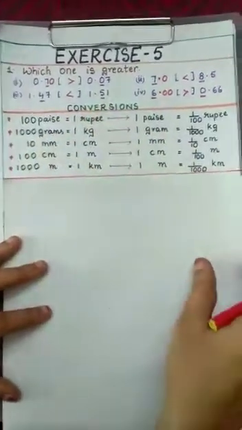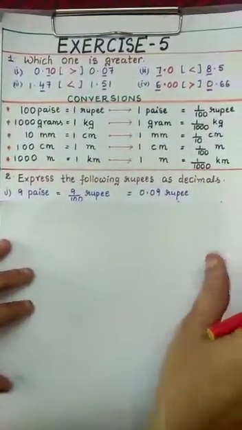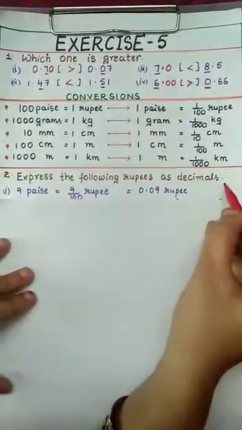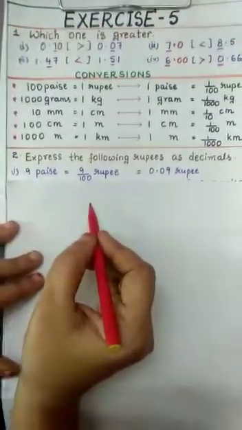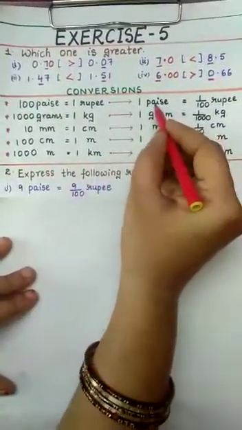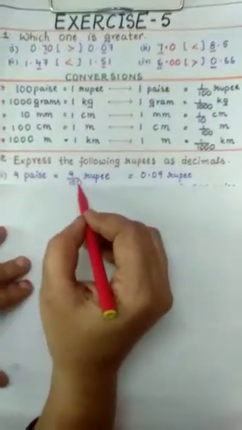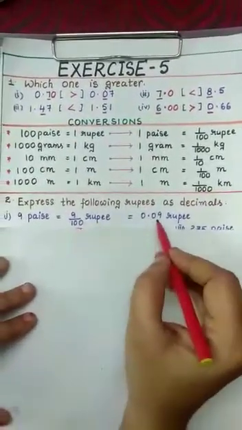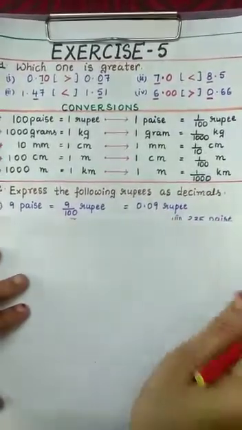So using these conversions, let us solve some more sums from exercise 5. Now express the following rupees as decimals. Here 9 paise, let us convert into rupee. As we know that 1 paisa is 1/100th of a rupee. So 9 paise is 9/100th of a rupee. As we have 2 zeros in the denominator, make it 2 places after the decimal, which is 0.09 rupee.